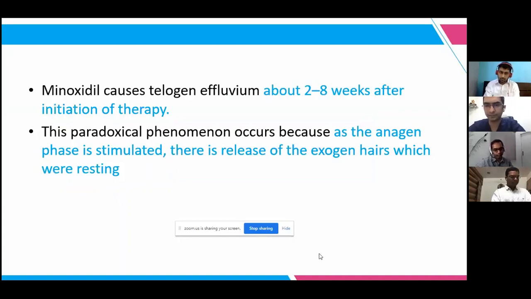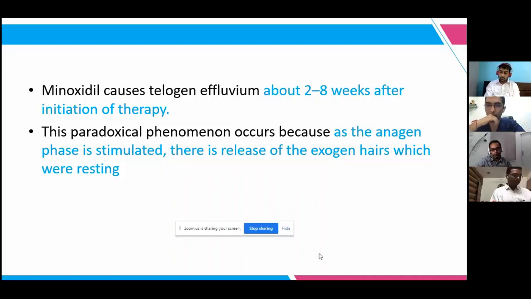To the question, does minoxidil cause hair loss: as Dr. Malay has pointed out, we should counsel the patient regarding the hair loss initially. Otherwise, the patient will come back to us and say, see, you have used minoxidil and see the hair loss. They will create a big fuss about it. So it is better to counsel the patient that initially for 2 to 8 weeks you may get hair loss, but don't get off it. After that you will be normal.